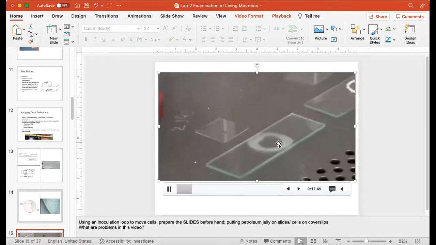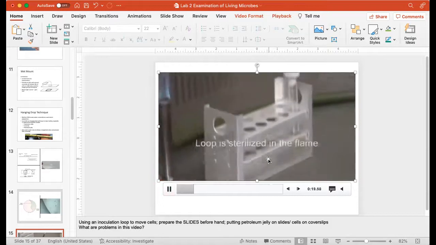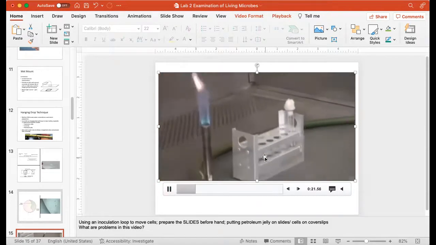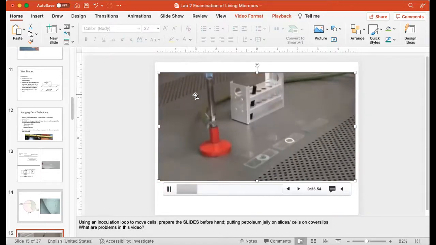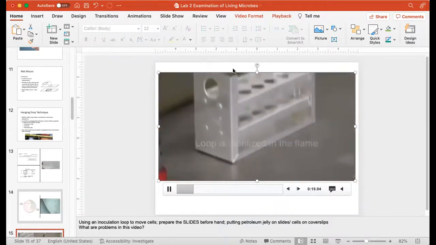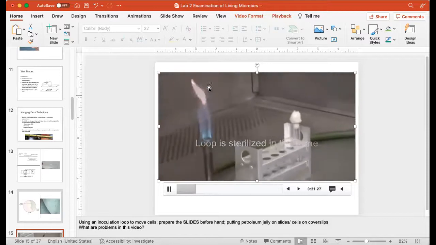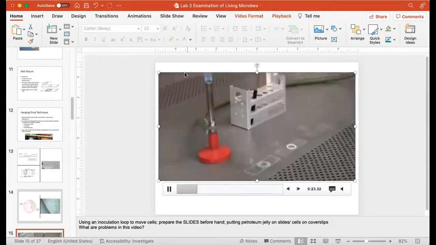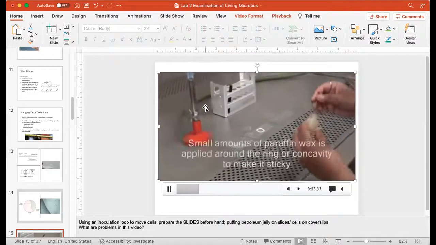Then she's going to take the slide. She's going to flip it over and put it on the cover slip. She just flamed her loop. Again, very, very nice, because that loop now has bacteria on it. She put it into the Bunsen burner to sterilize it.